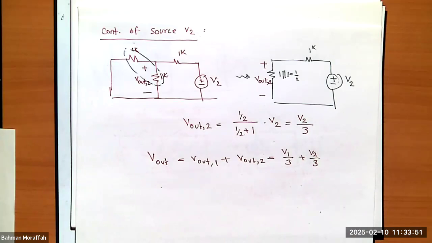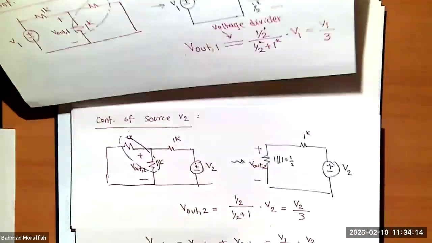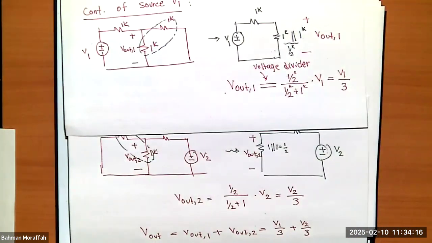So the idea is very simple. The idea is that I'm going to find the contribution of every single independent source that I have. Remember, independent source. And to get the whole variable that I have, in this case V out, I have to add them all up. Right? Any question on this? Any question on this? Is that clear what's going on?